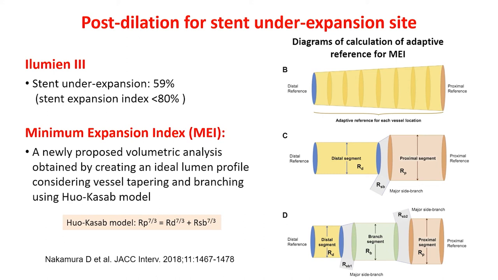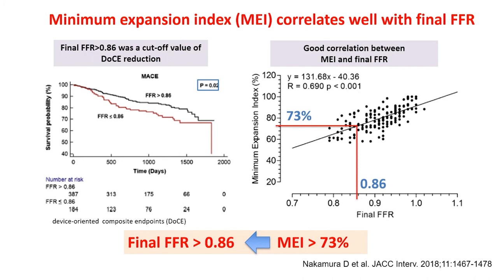Minimum expansion index is a proposed volumetric analysis obtained by creating an ideal lumen profile considering vessel tapering and branching using the Finet-Murray model. A positive correlation between minimum expansion index and the post-PCI FFR is reported, and a minimum expansion index of more than 73% corresponds to a final FFR of more than 0.86, which suggests no remaining functional ischemia.